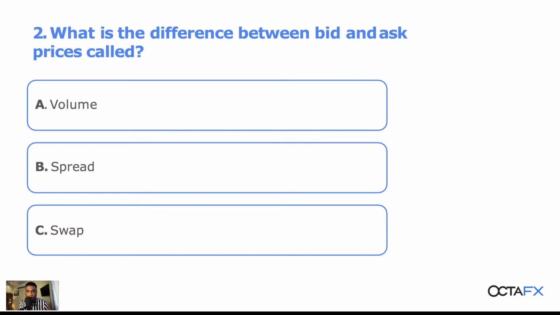Okay, what is the difference between bid and ask prices called? A. Volume. B. Spread. C. Swap.